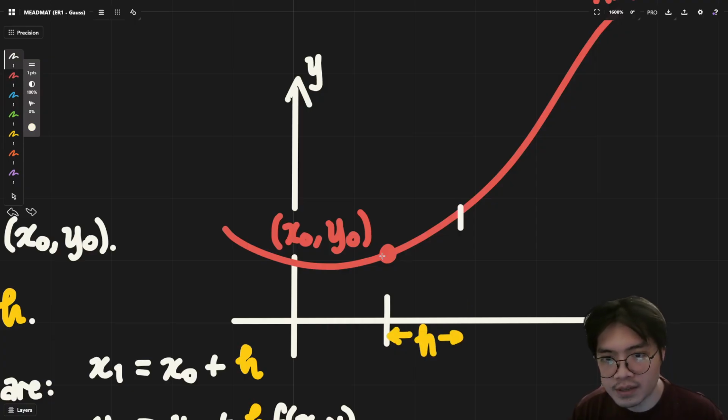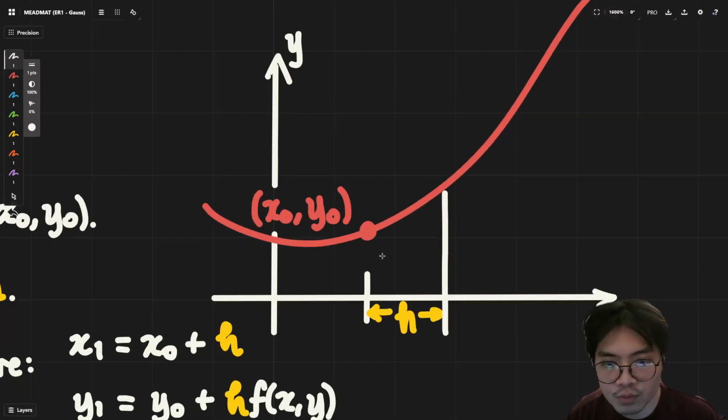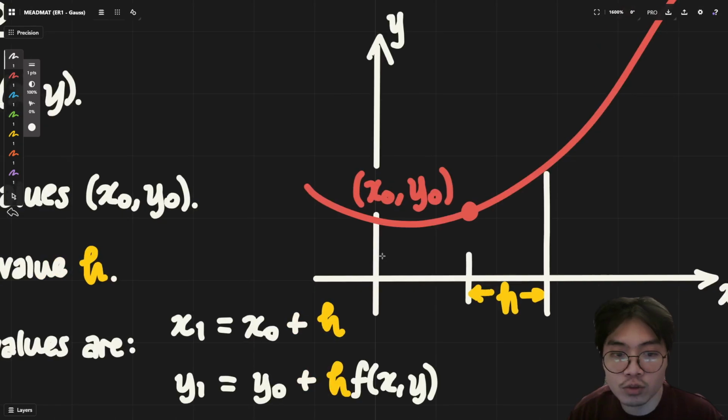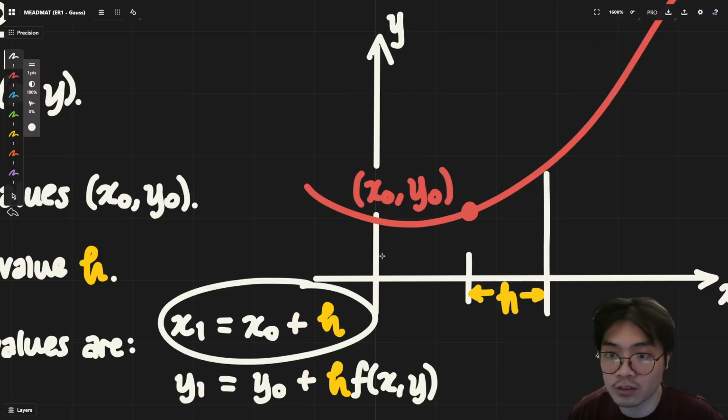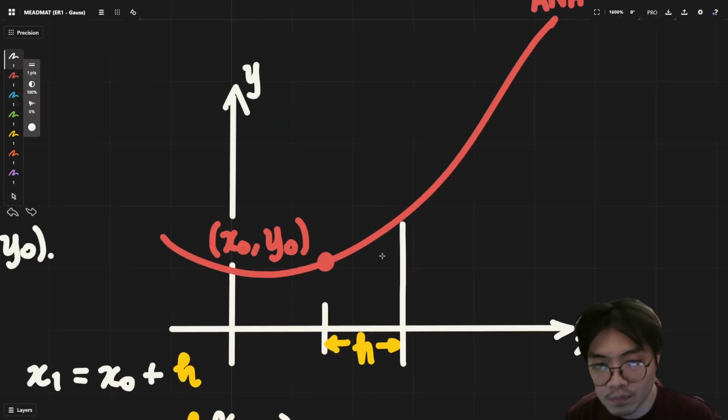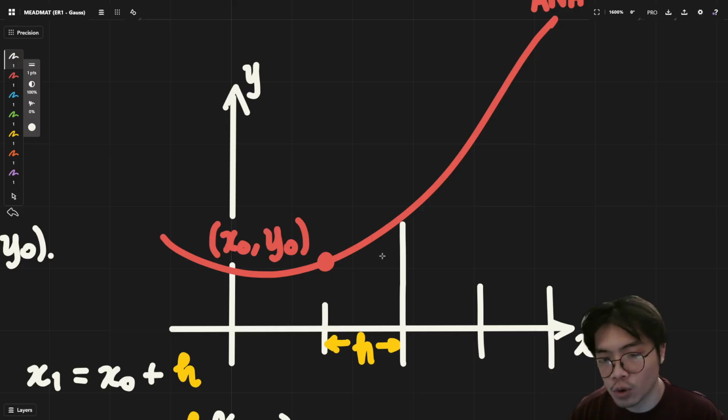Okay? So that means that this x coordinate is now going to be x0 plus h. Makes sense, right? That's going to be where our new x coordinate will land. And notice, if you keep doing this, you will just add steps of h, and so on, so forth. What will happen here?